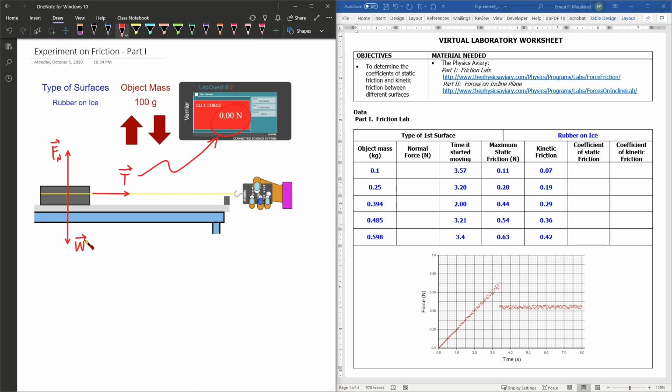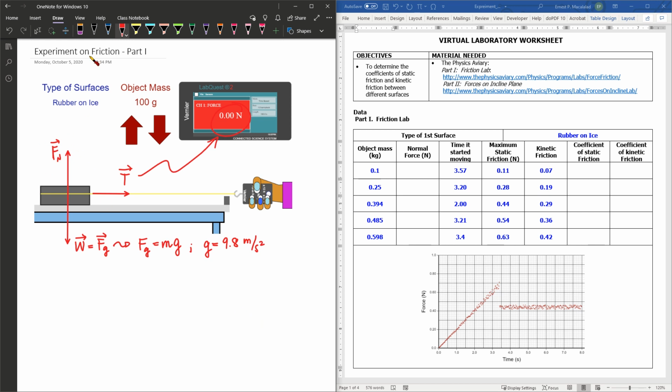So we identify this as our weight. Sometimes we call this the gravitational force. And the magnitude of the gravitational force is just the product of the mass of your object and the acceleration due to gravity, where the acceleration due to gravity g is equal to 9.8 meters per second squared.